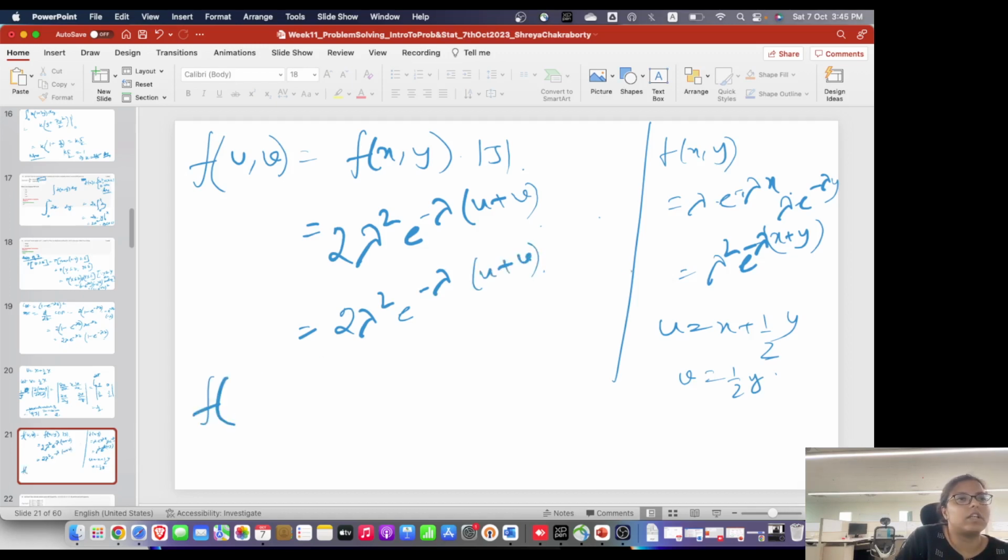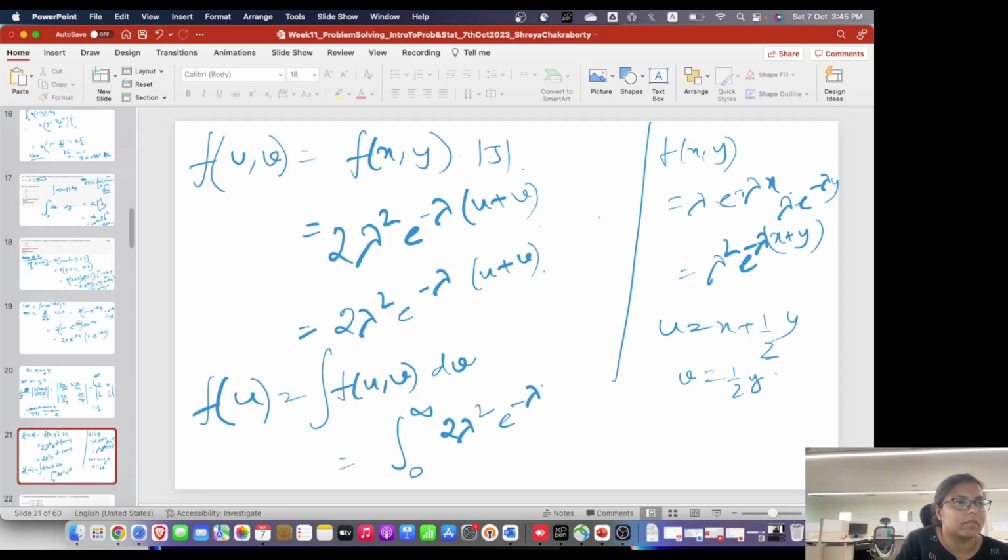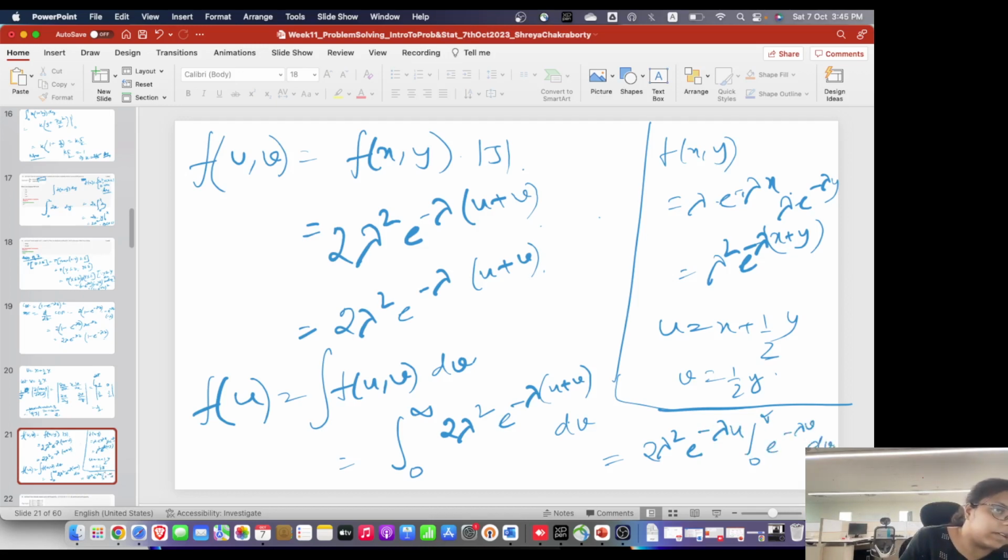Now, we want the distribution of u. So f of u would be the integration of f uv dv. So here we would have, from 0 to infinity, 2 lambda square e to the power minus lambda (u plus v) into dv. Alright. So this will be 2 lambda square e to the power minus lambda u, integral from 0 to infinity of e to the power minus lambda v dv.